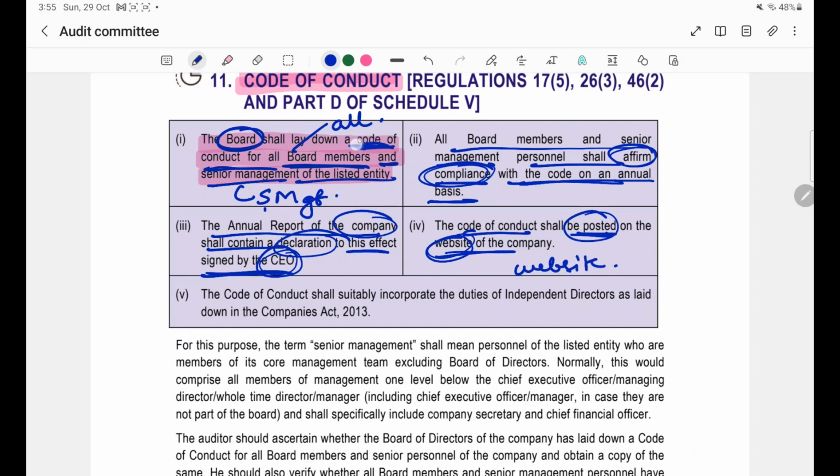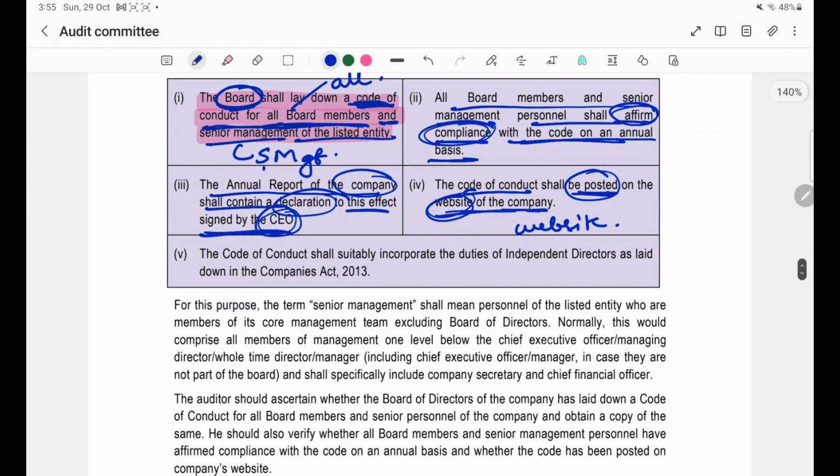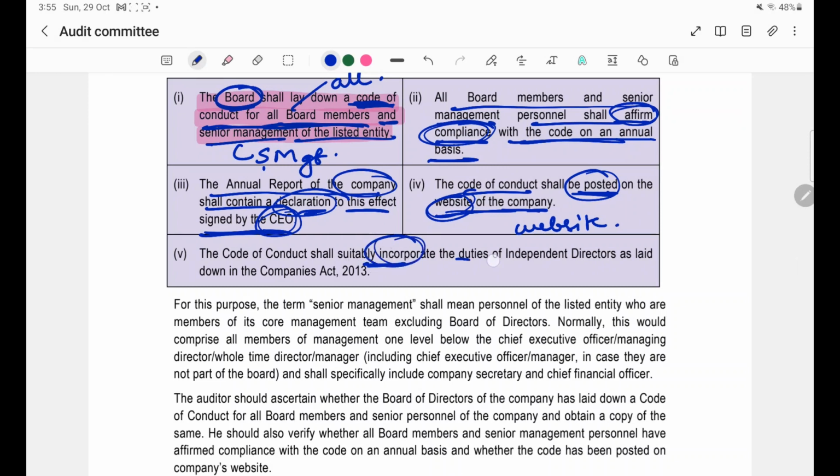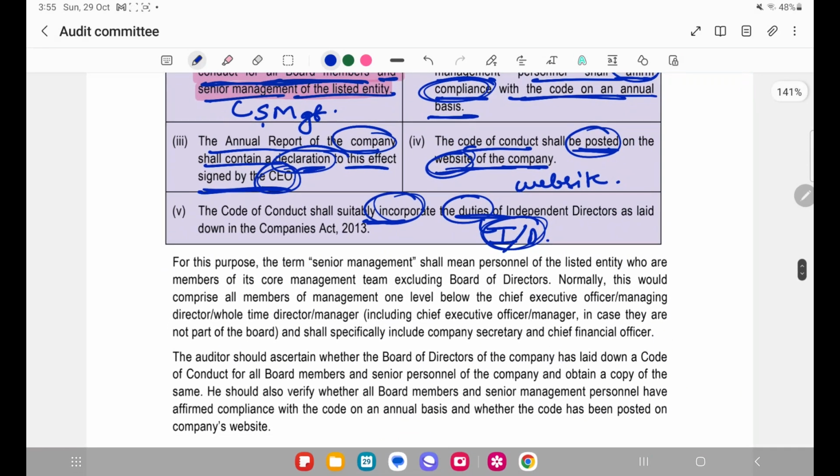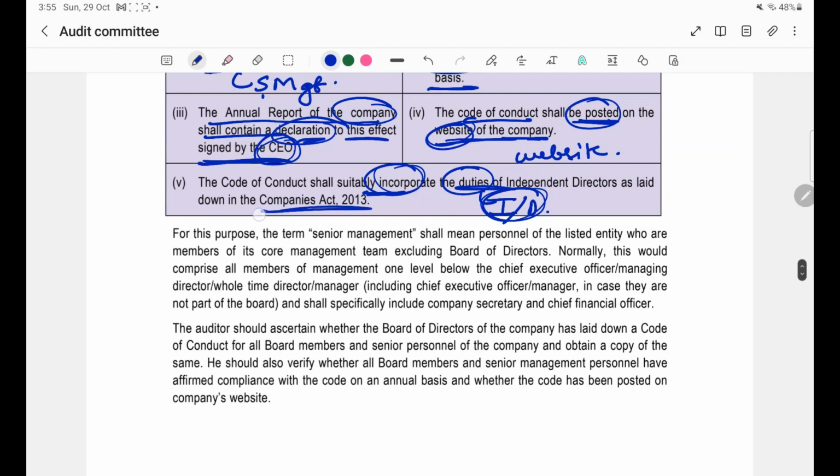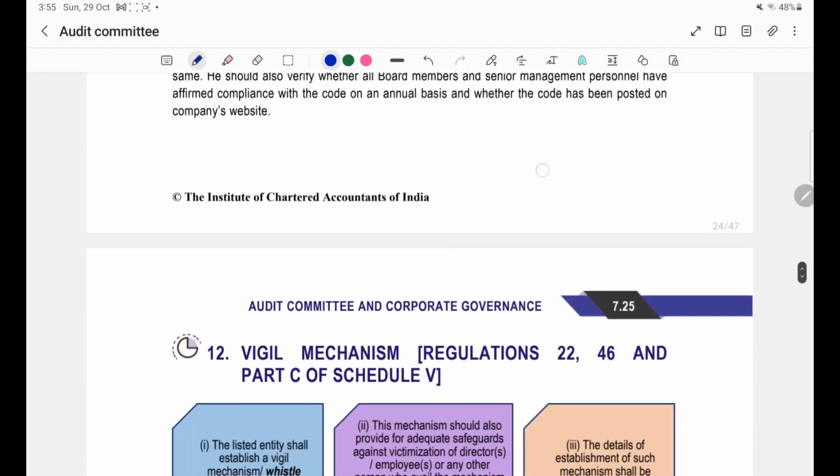Here, it was given by whom and for whom, and affirm compliance, then to be posted on the website, then the declaration part, then shall suitably incorporate what? The duties of independent director. Now where are the duties of independent director mentioned? In the Companies Act 2013.